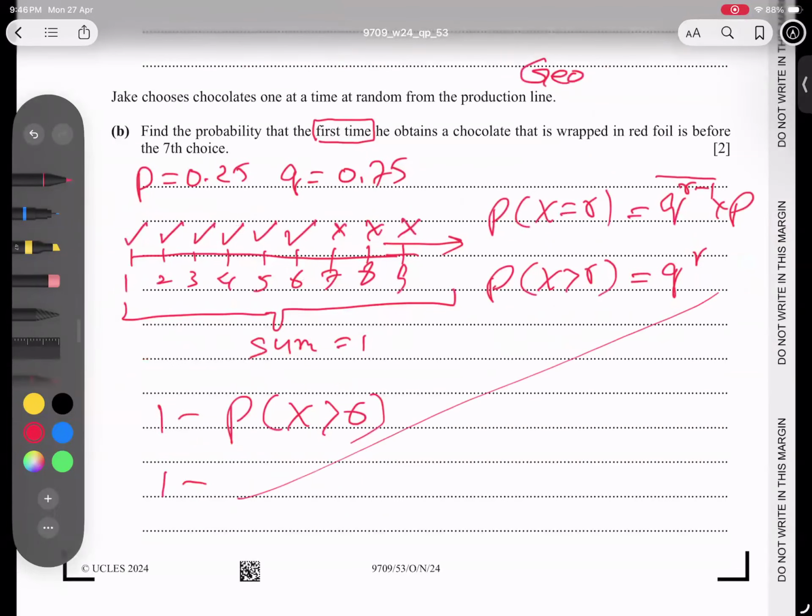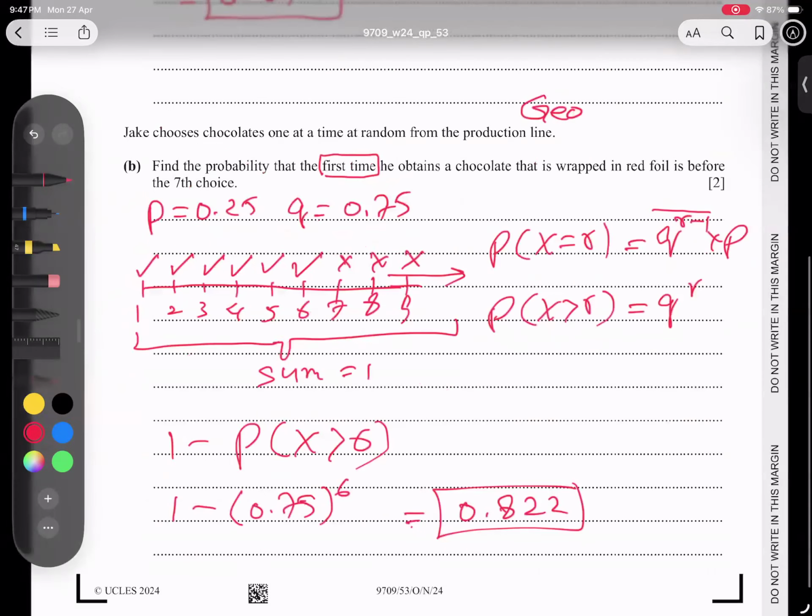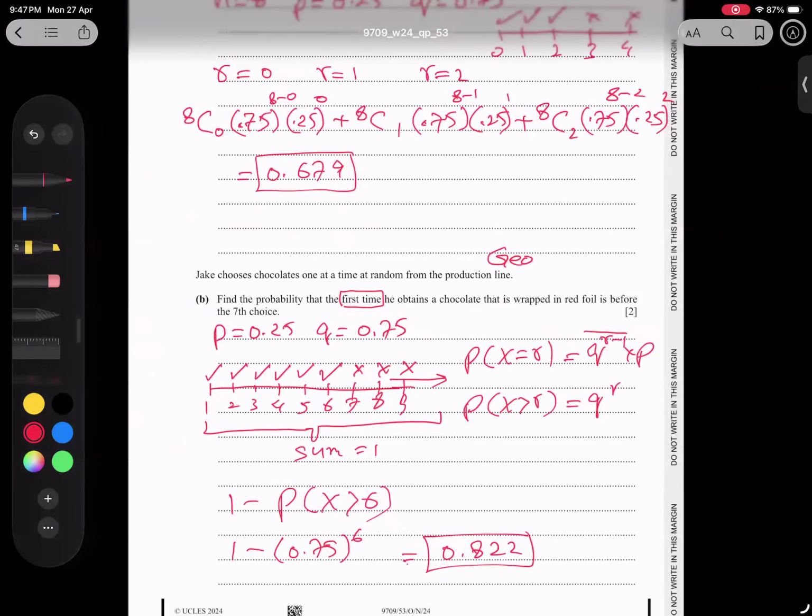And what is the formula? Q to the power R. So Q is what? 0.75 to the power 6. I hope the point is very clear. Now typing in the calculator, the answer is coming: 0.8223 to 3 significant figures. I hope the concept of both these parts is very clear.